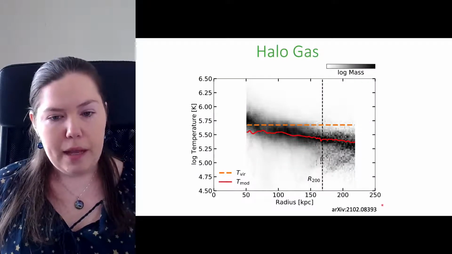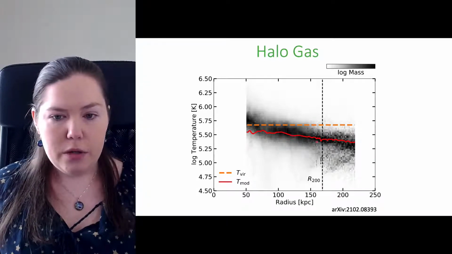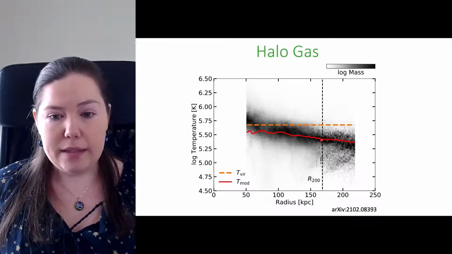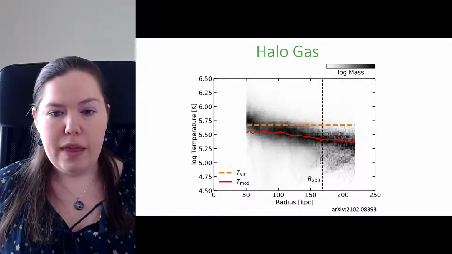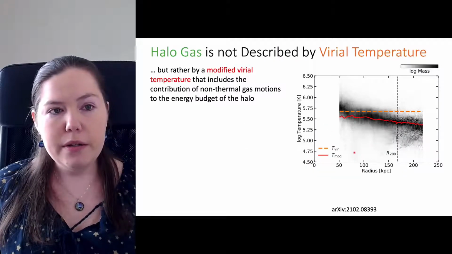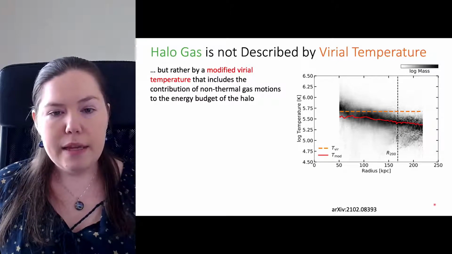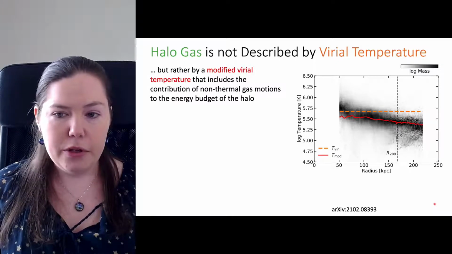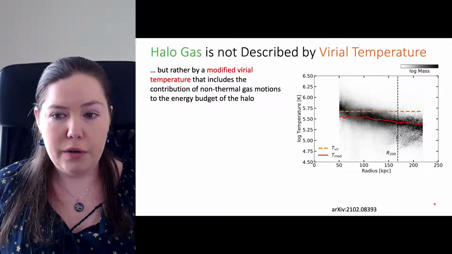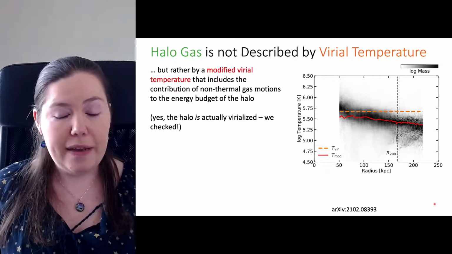So if we come back to our plot of temperature as a function of radius, and now we overplot our modified virial temperature, we can see that it does a much better job of describing the temperature of the bulk of the mass of the gas in the halo, more so than the standard virial temperature assumption does. So it would appear as though the halo gas is actually not being described well by the virial temperature, and it is instead better described by a modified virial temperature that includes the contribution of non-thermal kinetic energies to the overall energy budget of the halo. And yes, we did check at this point that the halo is in fact virialized.